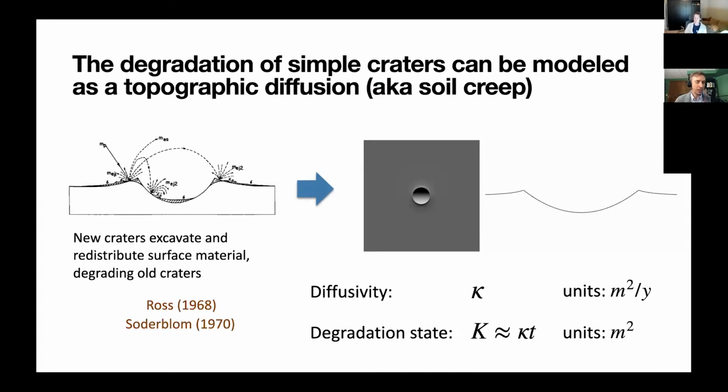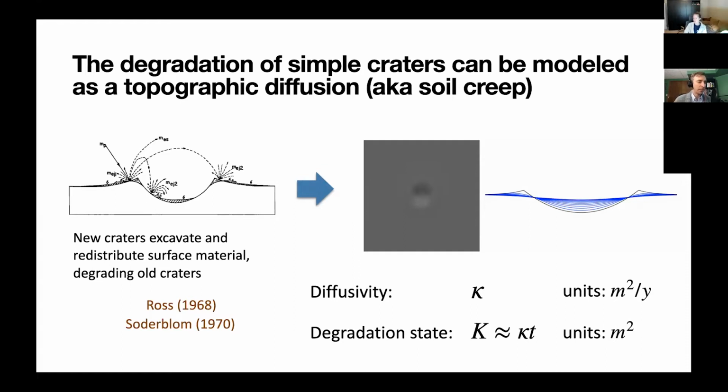It's been long known that craters at this scale are degraded diffusively. That is, over time, these small impacts redistribute material around and soften the terrain, and the craters melt away over time in this process called topographic diffusion or soil creep.